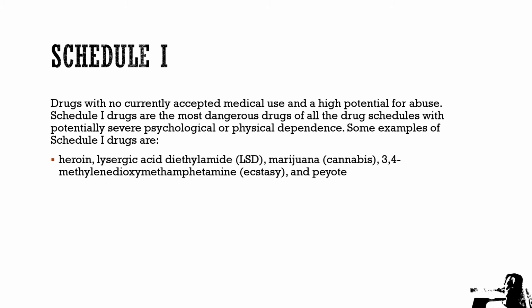Okay, so Schedule 1 drugs. These are drugs with no currently accepted medical use and a high potential for abuse. That's an important sentence. We're going to hear that over and over for the schedules with slight shifts. So Schedule 1 drugs are the most dangerous drugs of all of the drug schedules with potentially severe psychological or physical dependence. And here are some examples of Schedule 1 drugs.